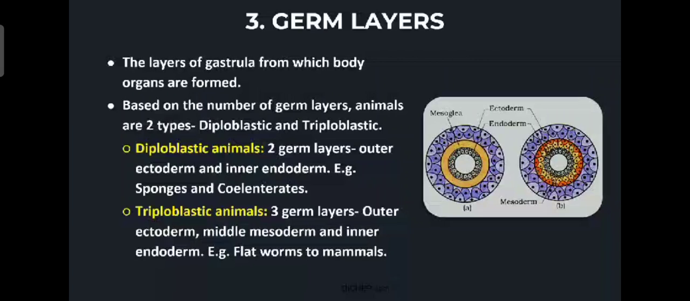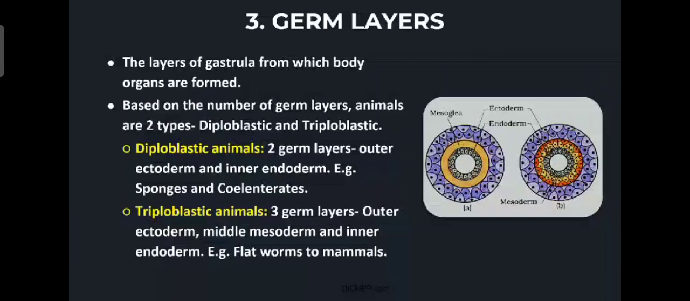Then second one, that is triploblastic animals. So as the name indicates, tri means three. So three germ layers are there. In the second diagram you can see, outer one is called as the ectoderm. Then the middle one, the reddish one you can see, that is the mesoderm.